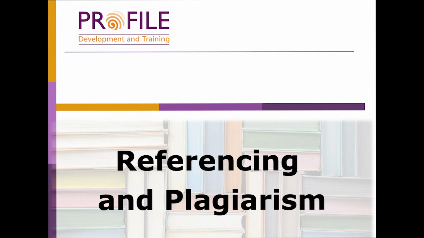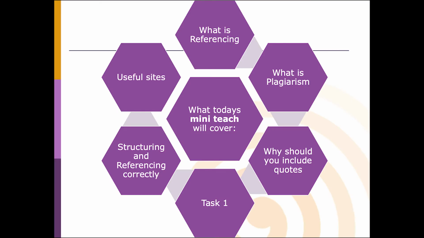This is going to be a small video just to help you through the basics about referencing and how to not plagiarise your work in academic writing. Today's mini-teach is going to cover what is referencing and what is plagiarism exactly, why you should use quotes within your academic work. There's a short task where I show you 3 examples of students' work where referencing has and hasn't been used. And then there's a section on structuring and referencing correctly to help you, as well as some useful sites just to get you on your way with some examples.